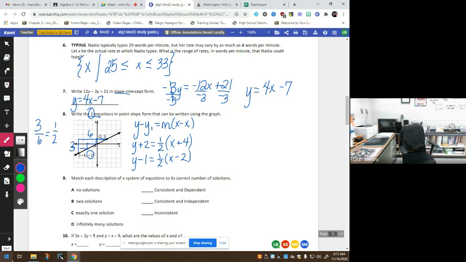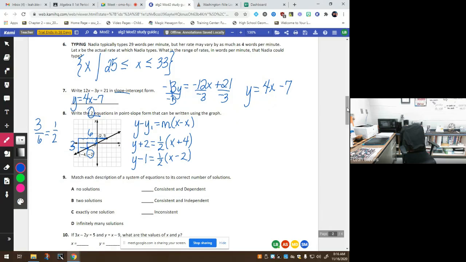I mean, we could write a bunch, right? Couldn't we write down the coordinates of this point and write another one? Write down the coordinates of this point and make another one? That one would be the easy one. Y plus 0 equals 1/2 times x plus 0. So that would simplify to y equals 1/2 x.